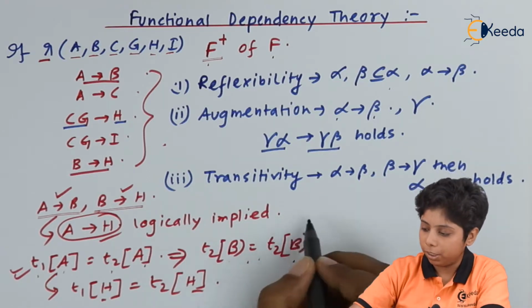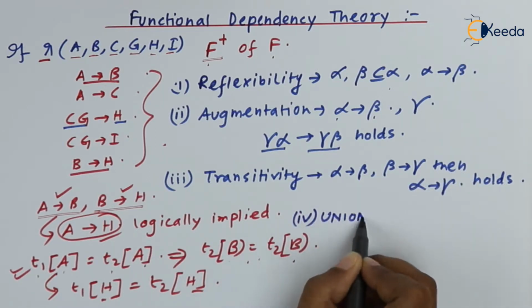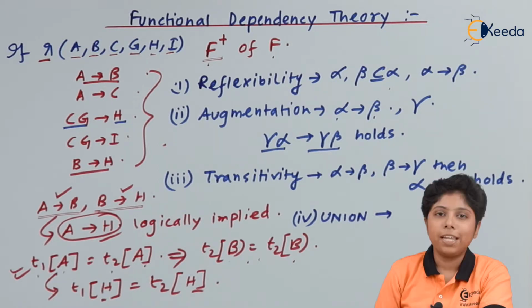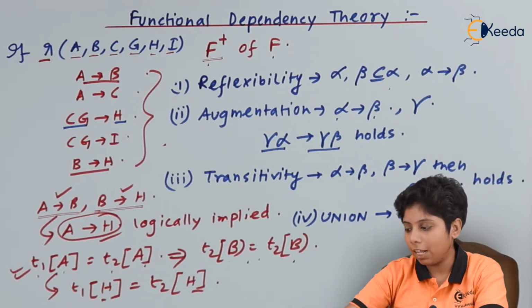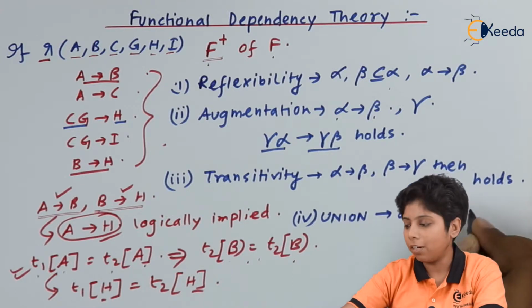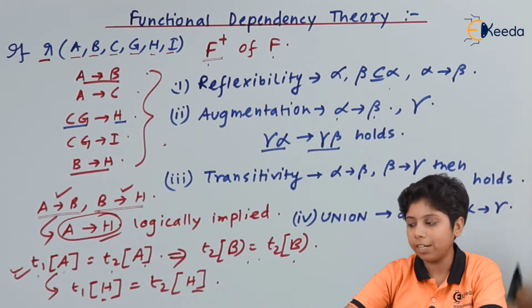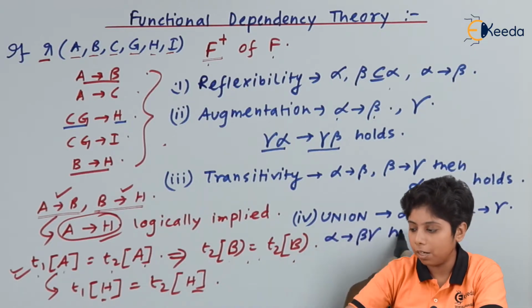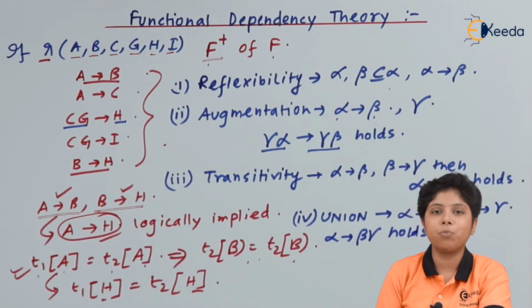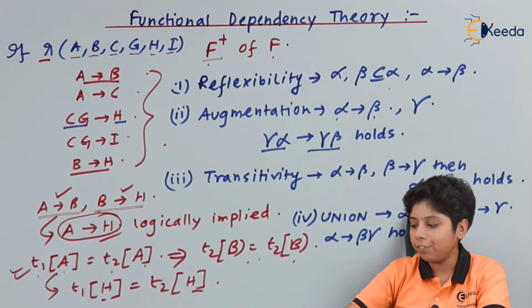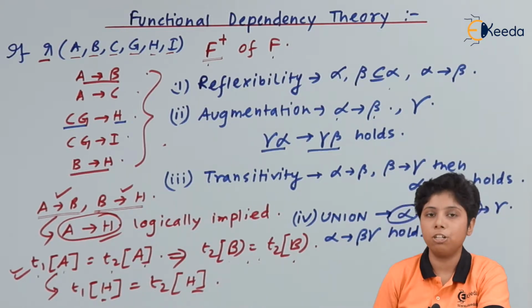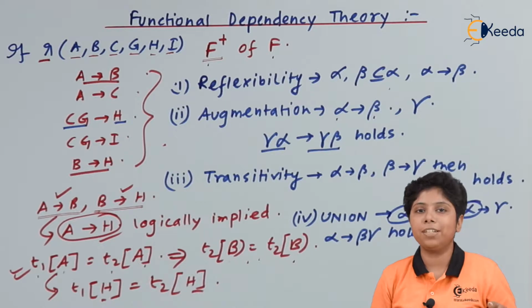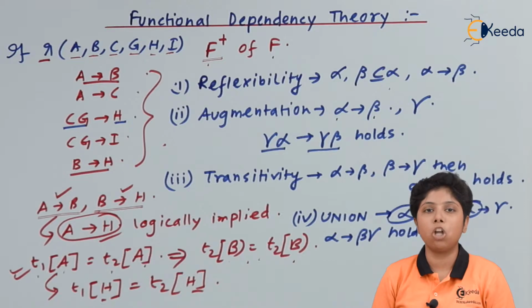Next comes the union rule. If there exists alpha defines beta and also alpha defines gamma, then we can say that alpha defines beta gamma holds. That means we are actually unioning two of the defining relations. See, the left-hand side must match with each other, not the right-hand side. If the left-hand side is different and the right-hand side is the same, then the union rule will not hold.